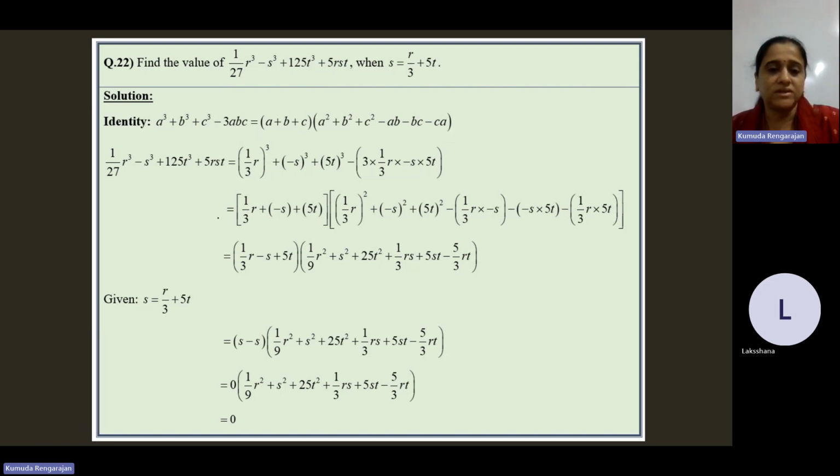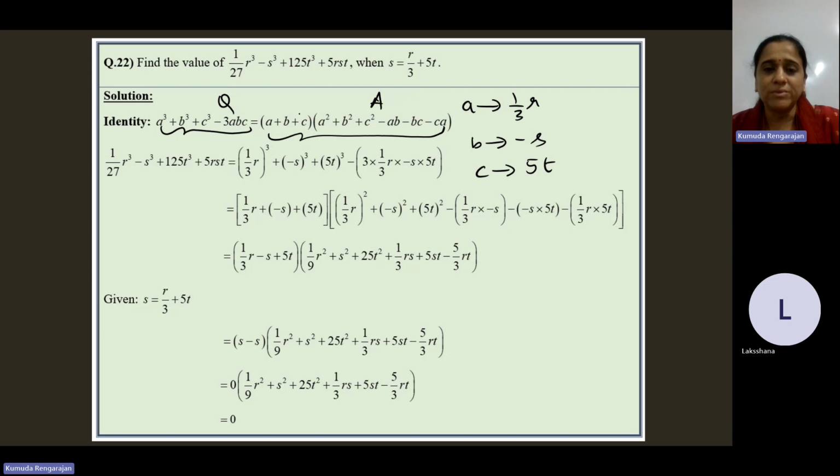So the answer is 1 by, what is the answer? A plus B plus C. So this is A, this is B, this is C. Okay, let's write out what A, B, and C are. What is A? 1 by 3 R. What's B? Minus S. What is C? 5T. So this is the question, and this is the answer. Instead of A, B, C, you'll have to write these terms. So A plus B plus C.